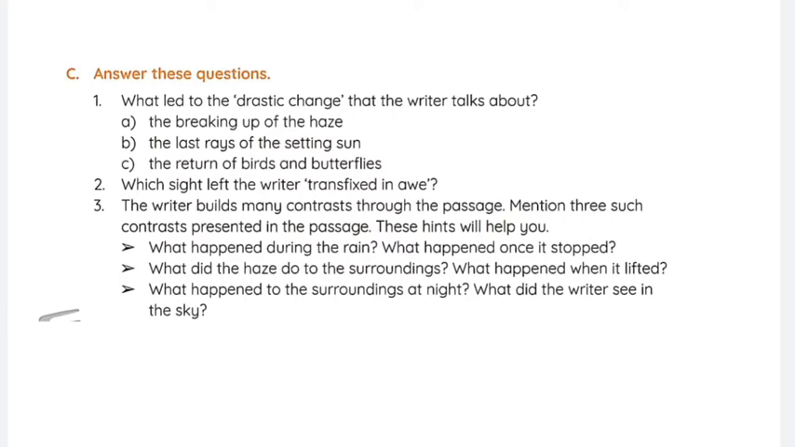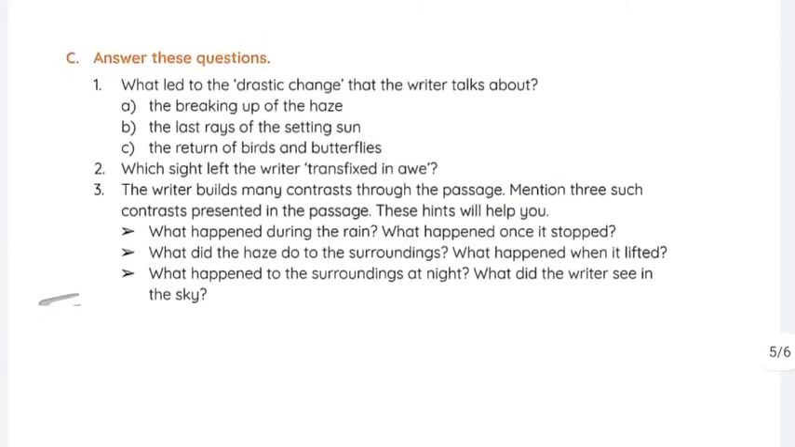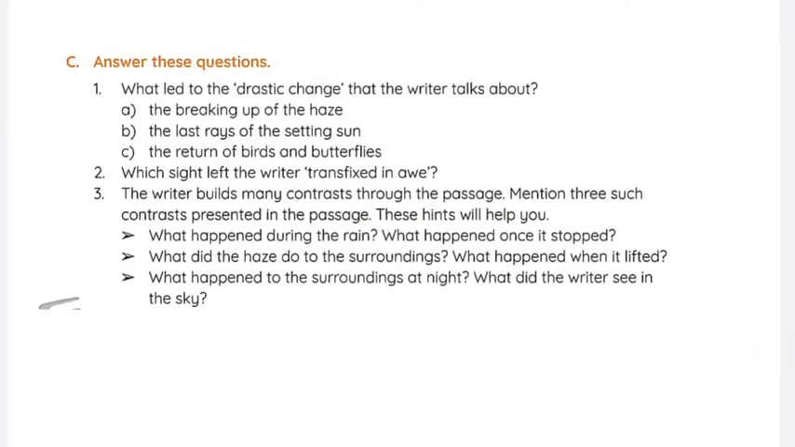See, children, the return of birds and butterflies obviously happened after the rain, but it did not lead to the drastic change. And the last rays of the sunset also didn't lead to the drastic change. So the answer is the breaking up of the haze, which caused the drastic change. Okay, children.